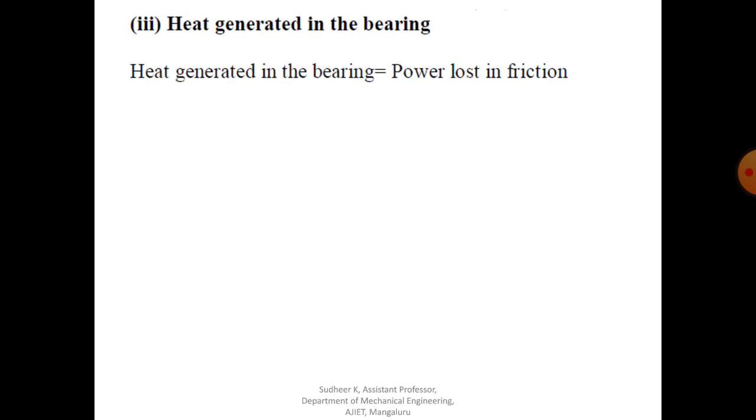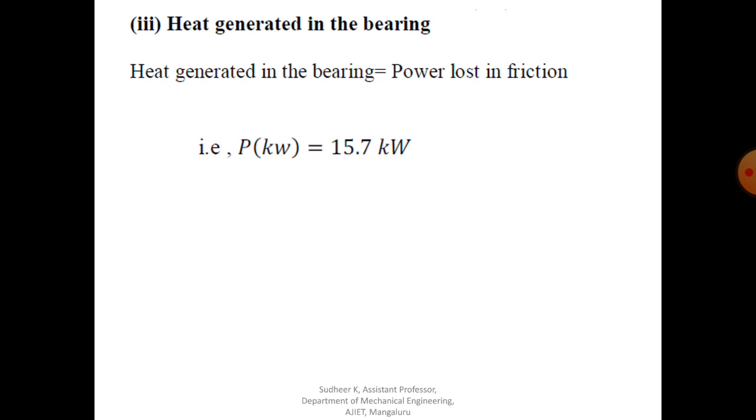And the third one, the heat generated in the bearing, you have to find out. The heat generated in the bearing is always equal to the power lost in friction. Therefore, heat generated Hg is the same as P. It should be in kilowatt. The value will be 15.7 kilowatt.